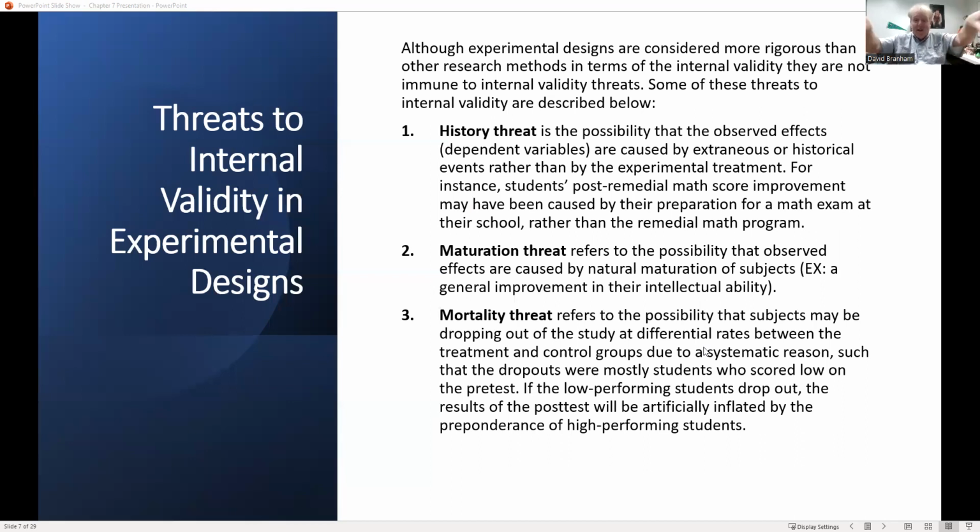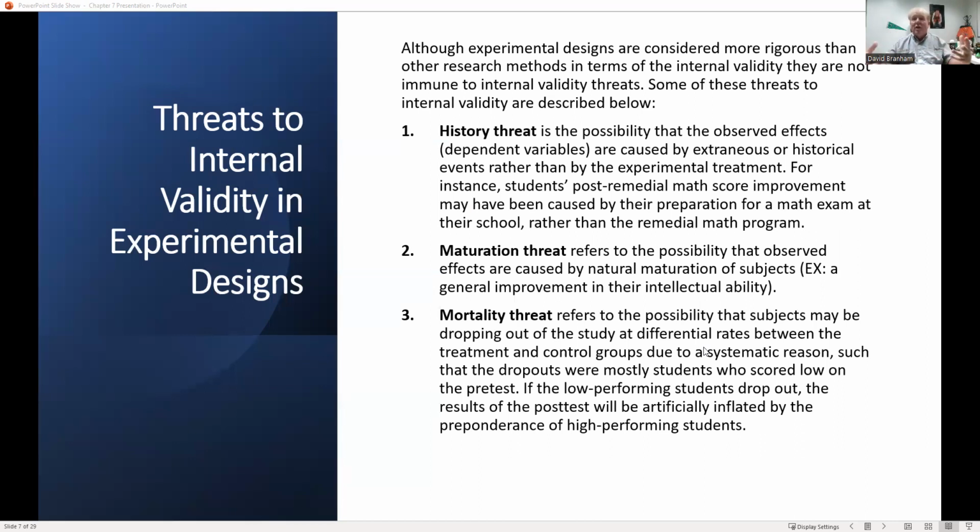Now, the good thing is that if you have these two groups, the history threat usually affects both of them equally. So there are fewer problems with internal validity with experimental designs when it comes to history threat. But it still can be the case that the changes are occurring due to history and not due to the manipulated independent variable. Maturation threat is another one.